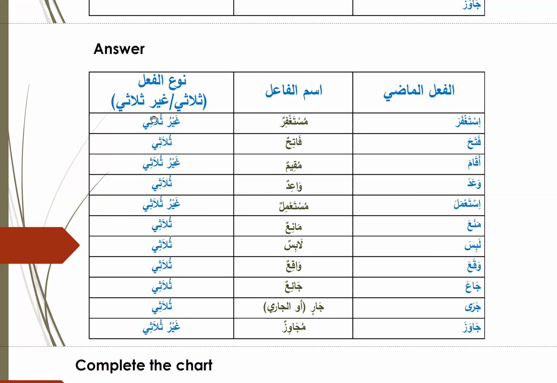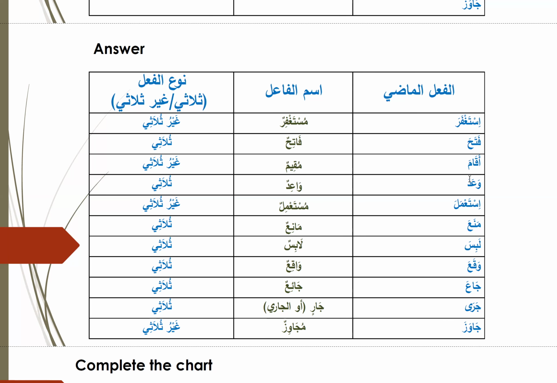Fataha, this is 3 letters, so directly we put alif after the first letter and kasra on the second letter, so fatihun. That's thulathi. Aqama, this is not 3, so we make it to present tense. Aqama, present tense is yuqimu. So change the u, put mu, muqimun. And we write here ghayr thulathi.